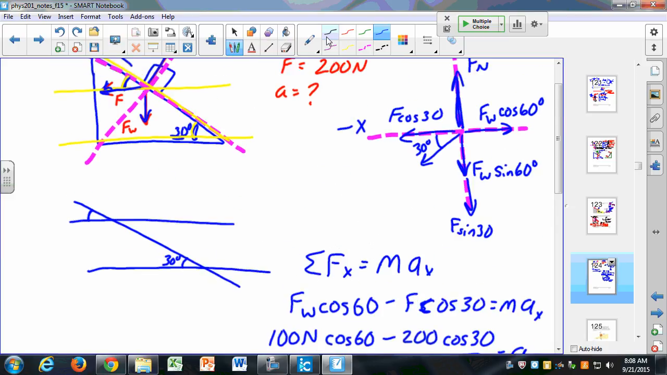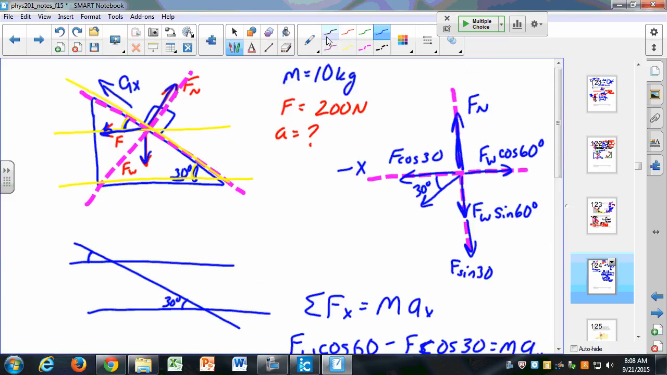Still the same procedure. I draw all my forces. I select my coordinate system, but for the inclined plane, your coordinate system is always going to be with the x along the plane of the incline. I resolve my vectors, and then I apply Newton's second law. That's pretty easy, right? Same procedure every time, exactly the same.